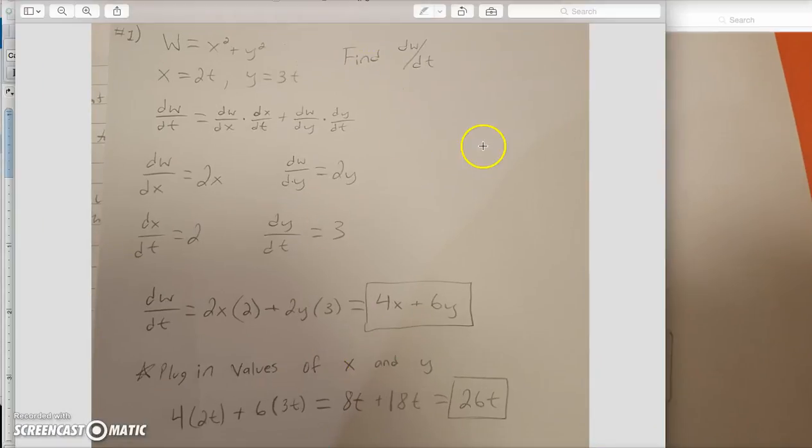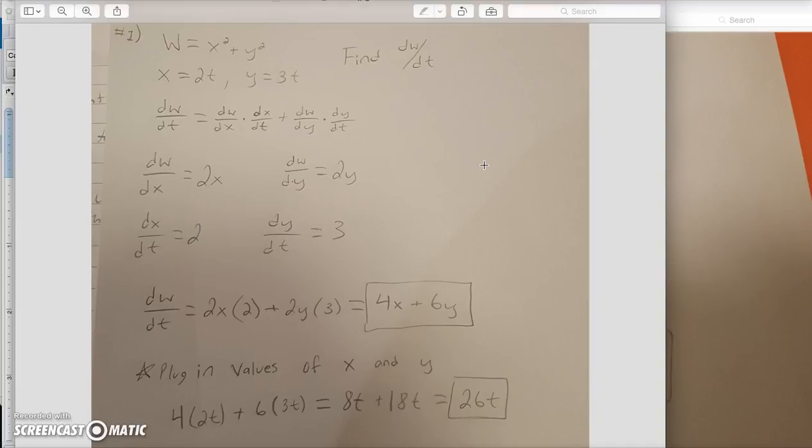So as you can see, chapter 13.5, here's example number 1. They provided us with a formula w equals x squared plus y squared, and they also gave us x equals 2t and y equals 3t, and asked us to find dw over dt. So what I recommend as your first step, if using this method, is to write out the chain rule formula at the top right away. It'll make everything straightforward, and then you just have to find your components and plug them into this formula.